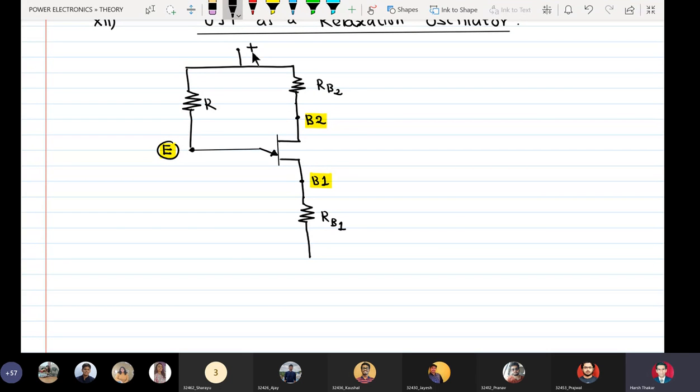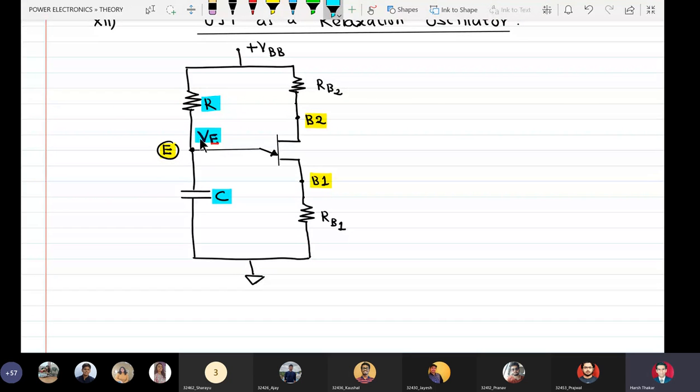Here I will apply the biasing voltage plus VBB, and here I have one capacitor C. Okay, so understand, students, that the components which get the credit for generating firing pulses are R and C. And here we have our voltage VE. That is the voltage at the emitter terminal E.